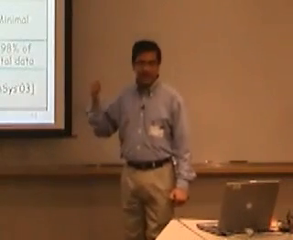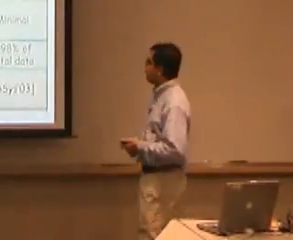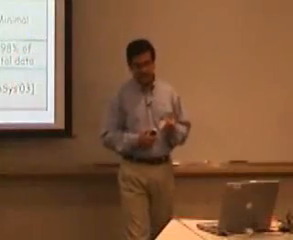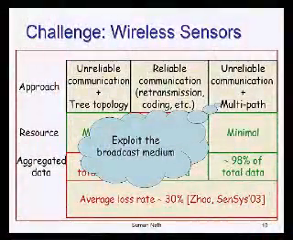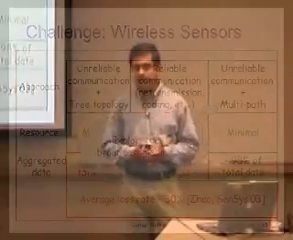So in my research, I have shown that we can still use unreliable communication, so that we are still using a minimal amount of resources, but we will use a special class of algorithm that will give us 98% of the data. So in other words, my research has shown that we can actually achieve the best of both those worlds. And the trick that I use in this class of algorithm is to exploit the broadcast medium which is already available there.